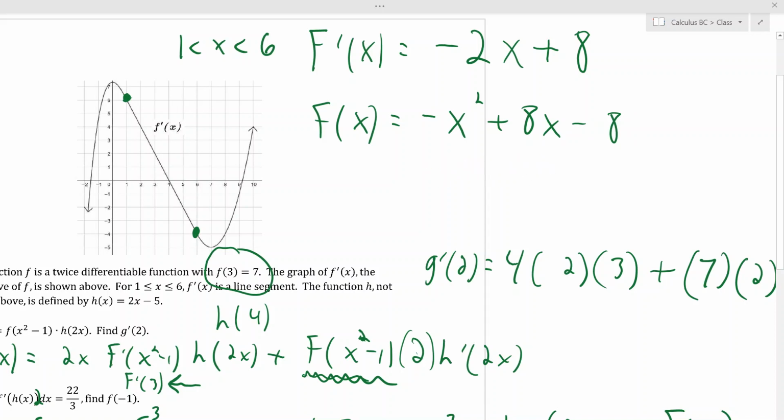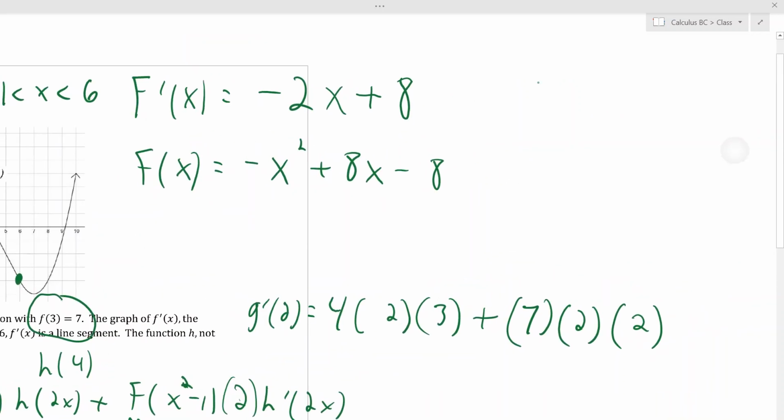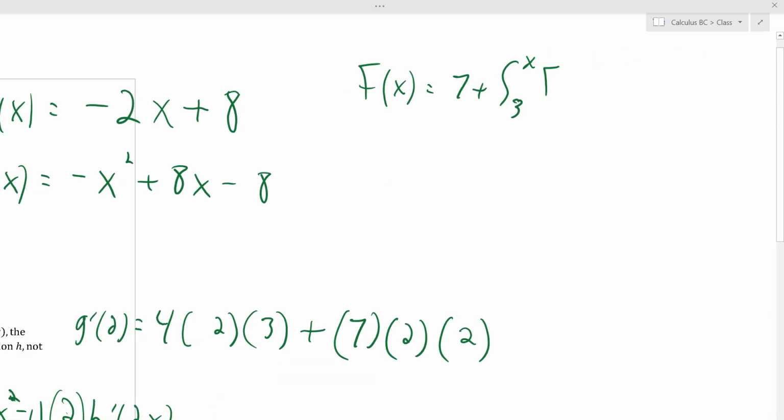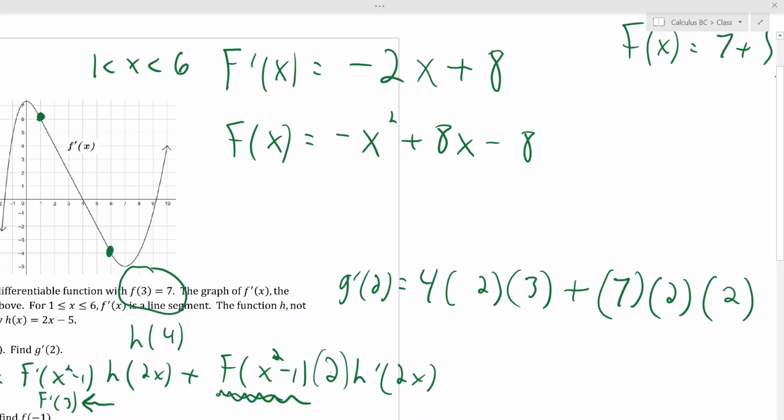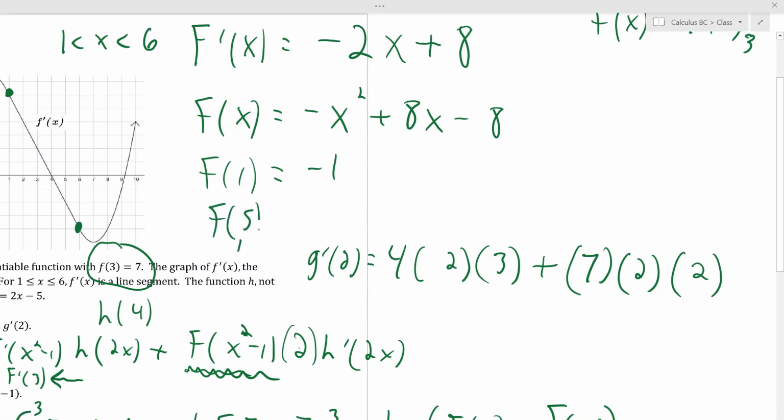You could also set this up, by the way, so that f of x equals 7 plus the integral from 3 to x of f prime of x dx. You can put what f prime is in there and do it that way too. And you have a calculator, so that'll work out if it were a harder function. But we need f of 1 and f of 5. So f of 1 is -1 minus 8, -9 plus 8 is -1. And f of 5 is -25 plus 40, that's 15 minus 8, 7.